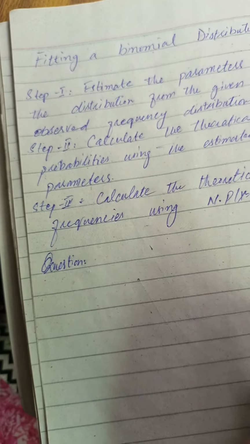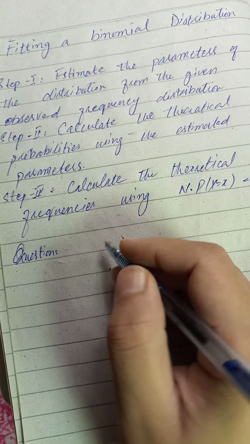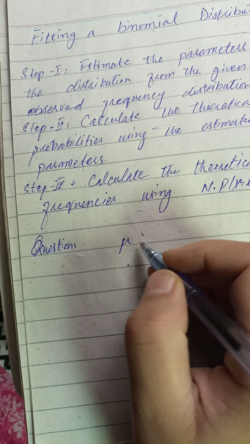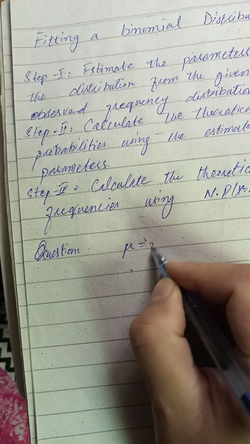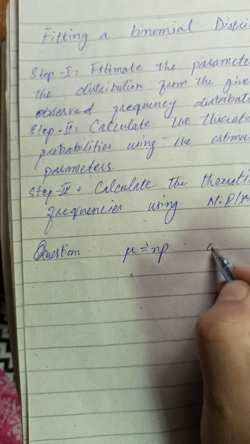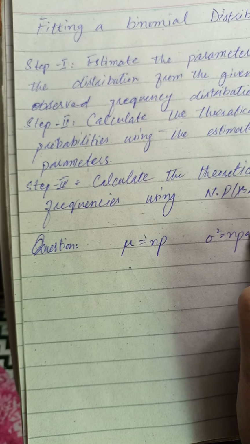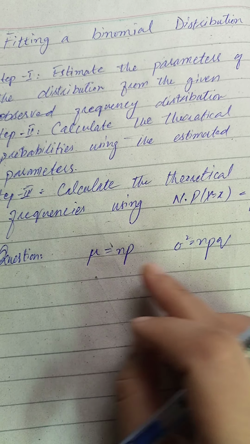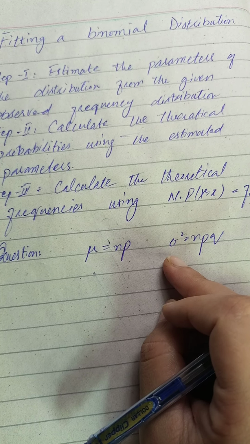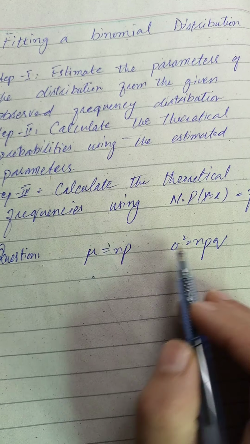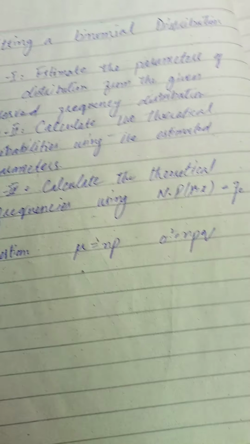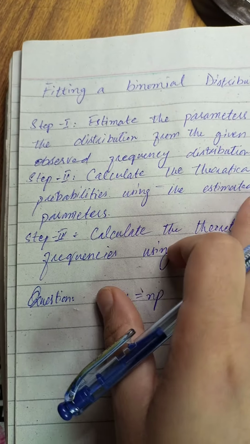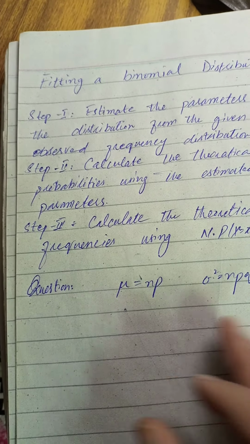We can do that by using the concepts that the mean of binomial distribution is always equal to np and variance equals npq. So we can compute mean and variance from the observed frequency distribution, and then use these two values to estimate n and p. After estimating the parameters, we will calculate the theoretical probabilities using the estimated parameters.